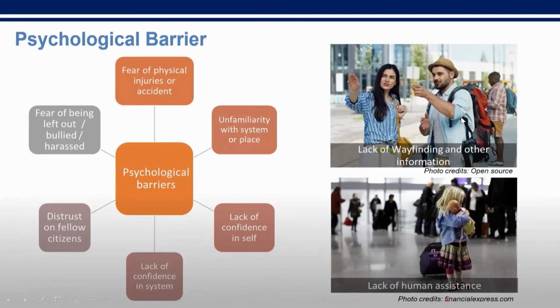See, the picture shows the lack of wayfinding and other information. And why does this happen? Due to no provision of signages, particularly in public areas. So it is very necessary to provide signages for these persons. Then lack of human assistance: the child has a carriage, and there is no assistance for that particular girl. So it can affect the psychological barrier.